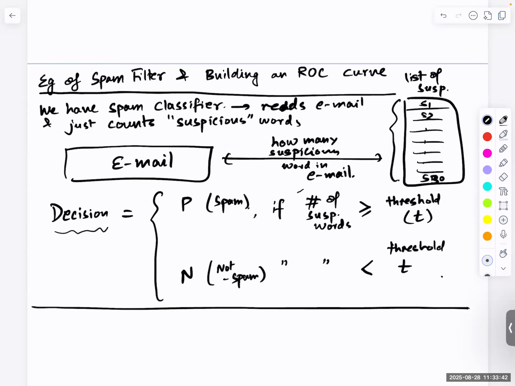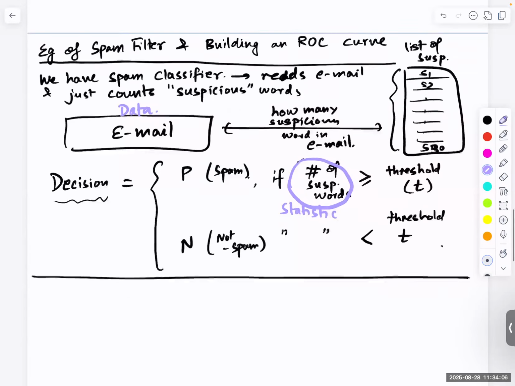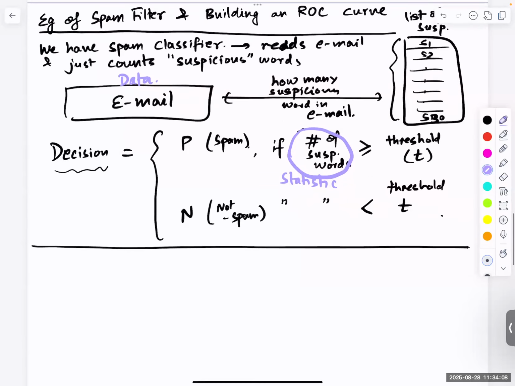So in this specific example, the statistic comes from looking at your data. Your data is your email, and you come up with a statistic by looking at your data. And then you choose a threshold: if the statistic is larger than something, then I'm going to say spam; if the statistic is less than that, then you say not spam. Okay, so that's the rough pipeline. Now let's see how we can build a ROC curve to understand the performance.